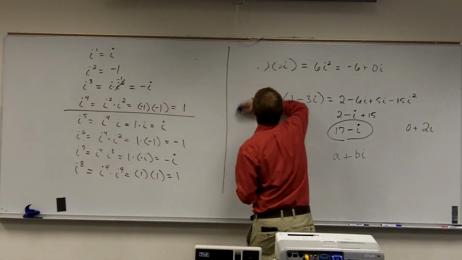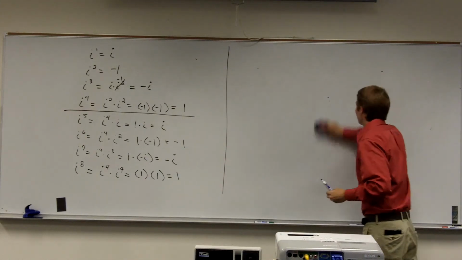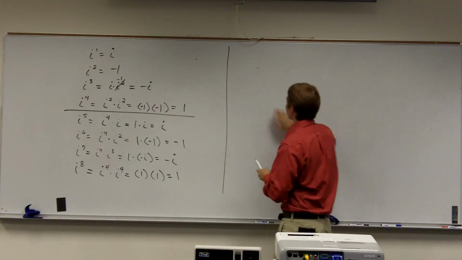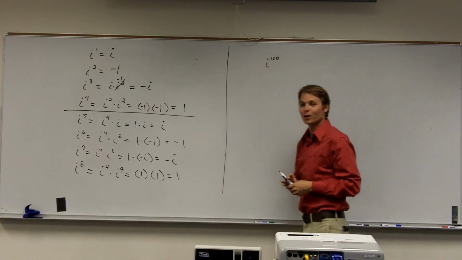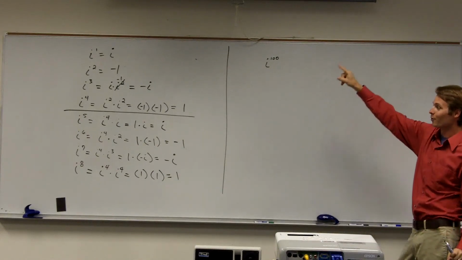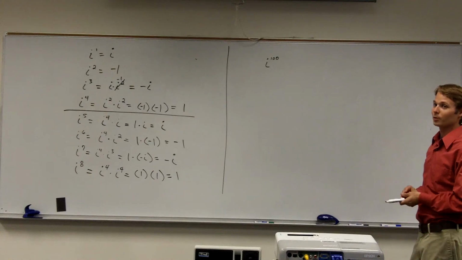So then the question is, what if I have to deal with a really big power of I? So for example, what would I to the 100th power be? I don't want to have to go through and do all of this. Is there a more efficient way to figure this out? That's what we'd like to know.